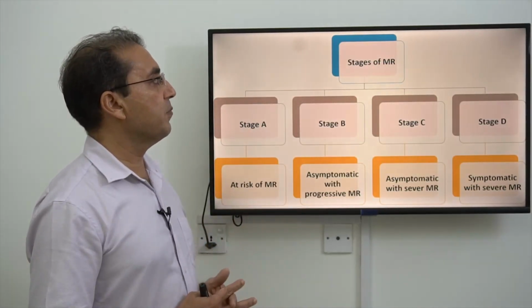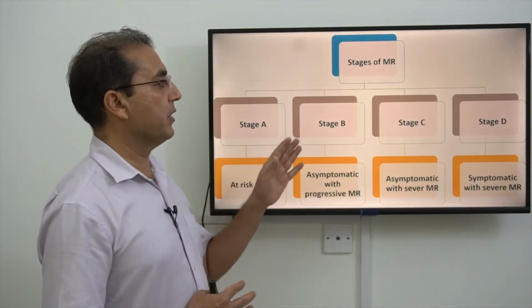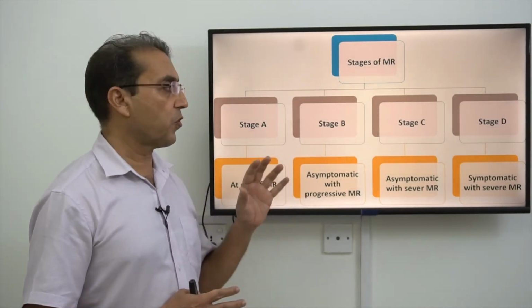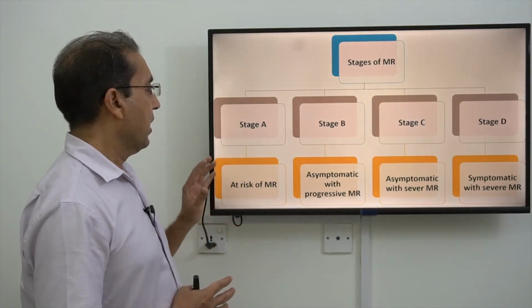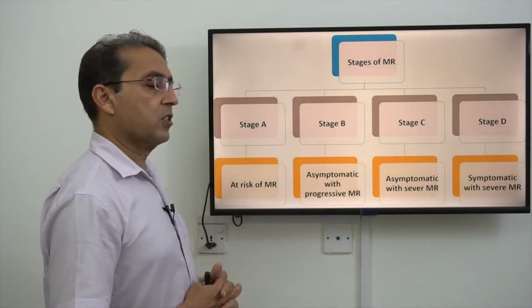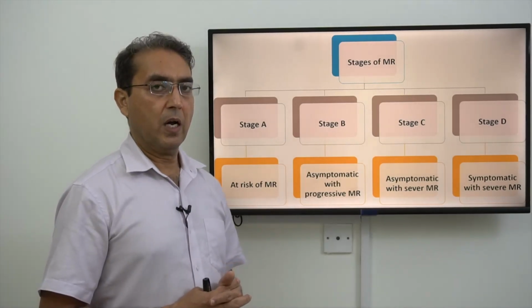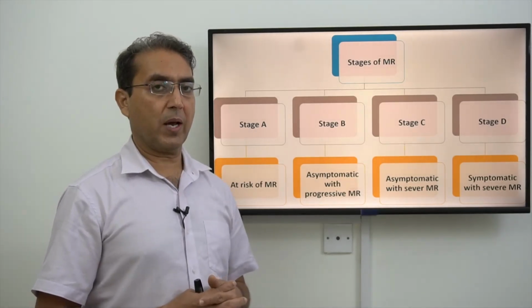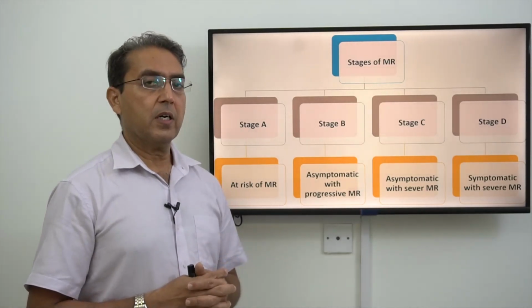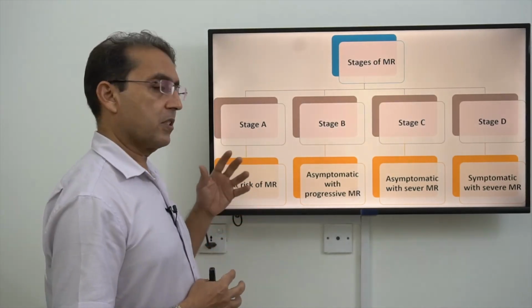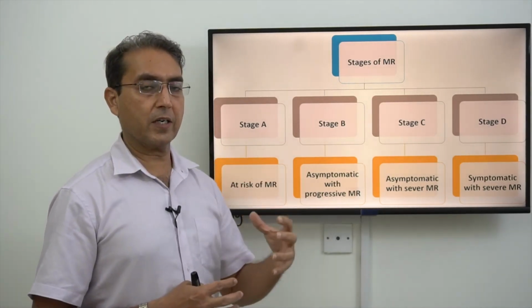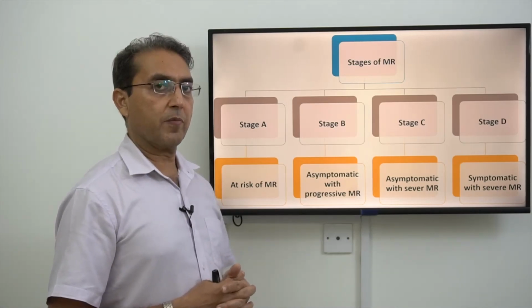Now we stage the mitral regurgitation into stage A, B, C and D depending upon the severity of the valve. For example, stage A patients are at risk of mitral regurgitation. For example, patients have mitral valve prolapse, but still the valves are not prolapsing and the regurgitation is not there, but these patients are prone to develop it. Patients who've got a dilated heart tend to develop MR.